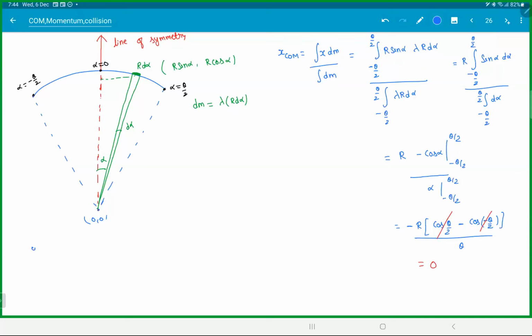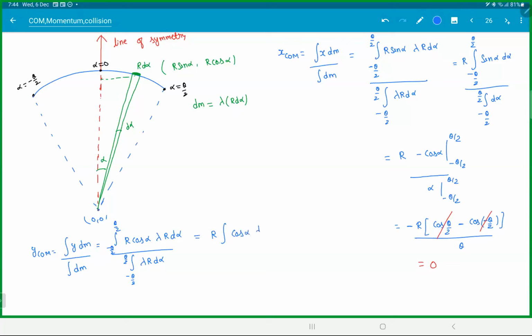Same thing, if you do it for the y coordinate now, y center of mass is integral y dm by integral dm. The y coordinate would be r cos alpha, lambda r d alpha, by integral lambda r d alpha, limits from minus theta by 2 to theta by 2. This much integration, you should be very comfortable. Right now, it might be a little difficult for you, but maybe after 6-7 months down the line, you see an integration like this, you should be able to put the steps directly. In Advanced, they expect you to be quite comfortable choosing elements and everything. You will get used to it, but it takes time.